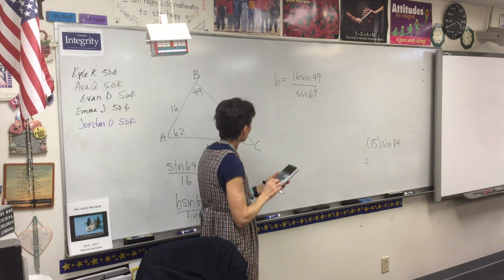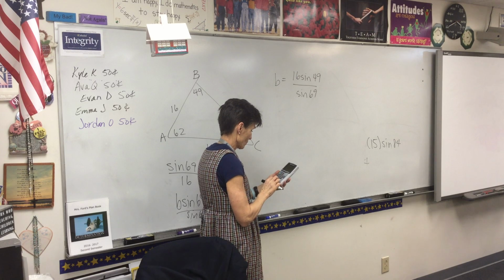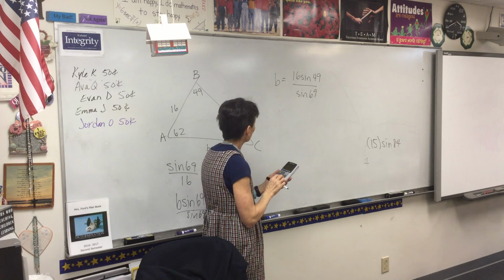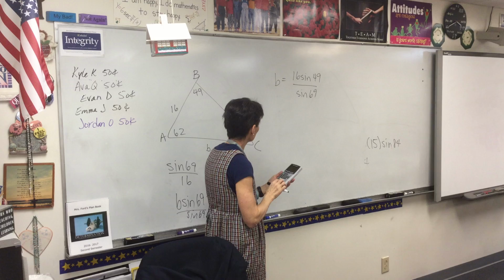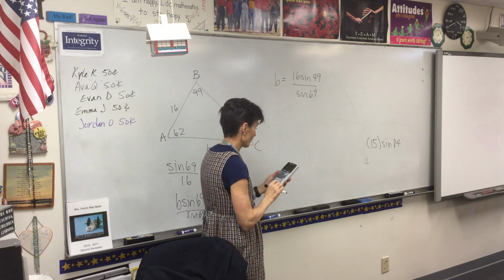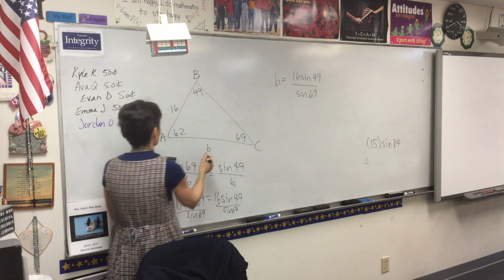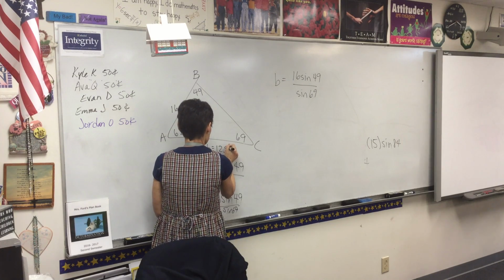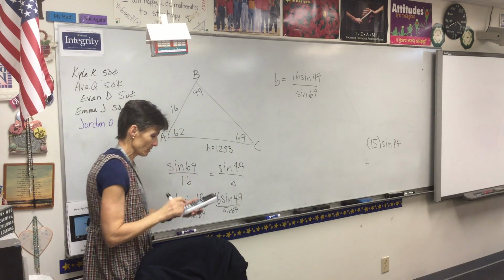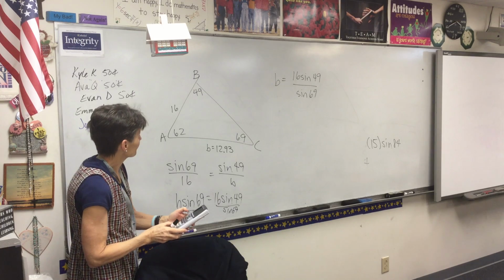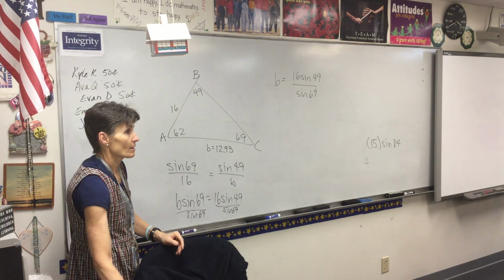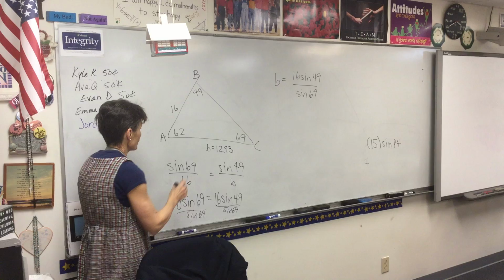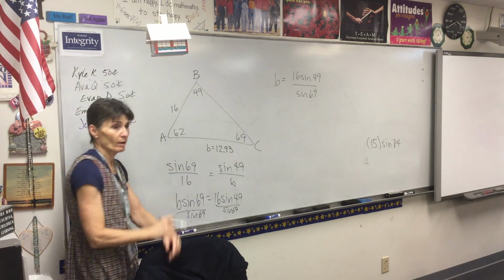Do I need to second sign that or anything? Yes, you do. No, I don't. I only second sign if I'm looking for an angle. I got 12.93, but I want somebody to double check that since I made a mistake earlier. Is that right? So this side now is 12.93.